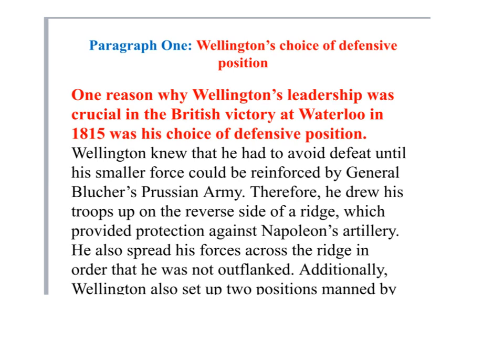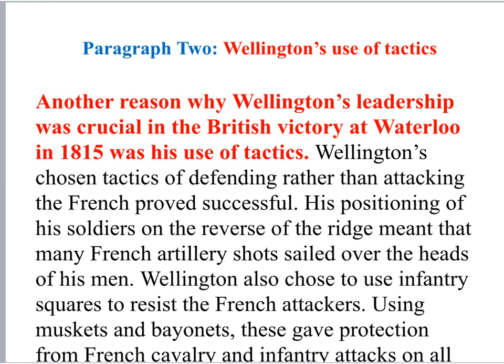And then you can really add the bit at the bottom, but we've also, just at the bottom there, pointed out that 2 positions at Hougoumont and La Haye-Saint were used to break up any French assault. So what we've done is we've quite simply in this paragraph taken one reason why, which was something given to us in the question, the choice of defensive position, and we've just written 3 or 4 sentences explaining why Wellington's choice of defensive position was crucial, why it was important. And that's the end of the first paragraph.